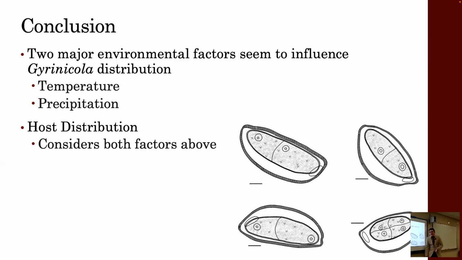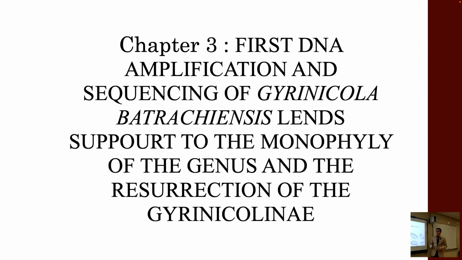What I think happened is that that host distribution is going to be really important, particularly because these Gyrinicola are somewhat shielded from those environmental factors, but also it might be that that host distribution is taking into account the temperature and precipitation, as well as a unique biological aspect that is that frog presence. So that's kind of what I found in that chapter.